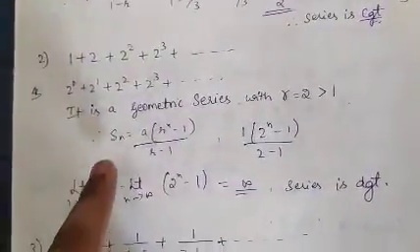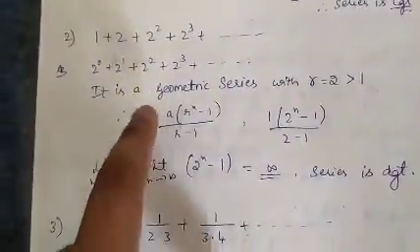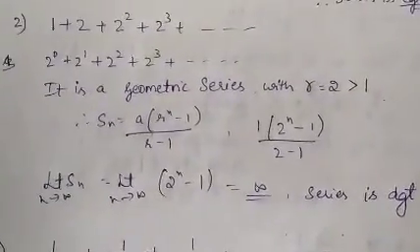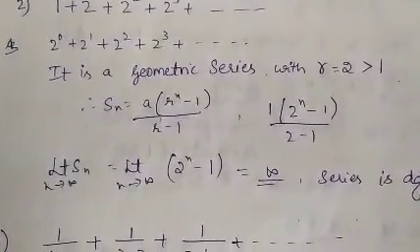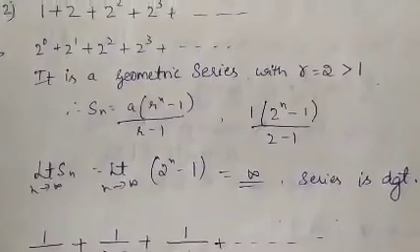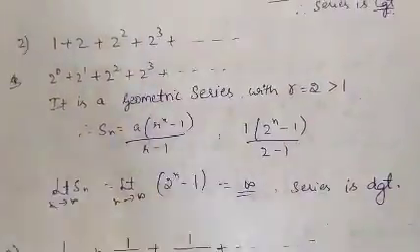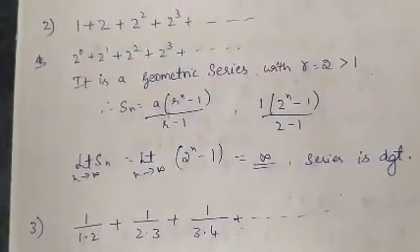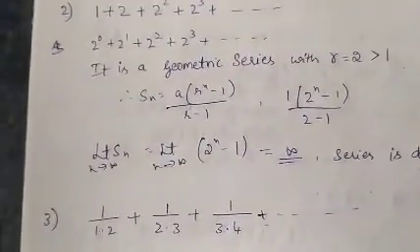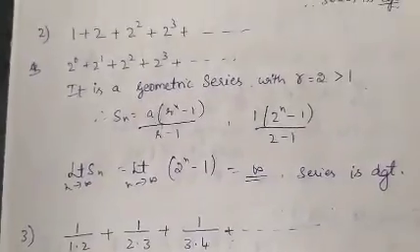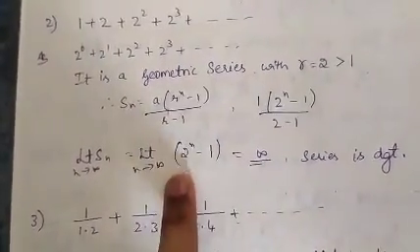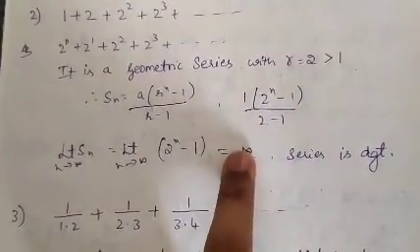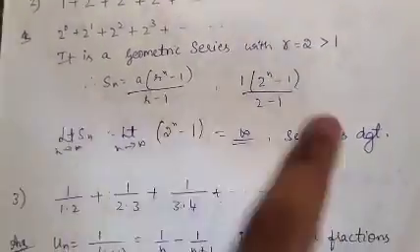Again, what is the formula for Sn? The sum of first n terms in a geometric series when r is greater than 1 is a into r power n minus 1 divided by r minus 1. What is r power n? It is 2 power n. What is the first term? The first term is 1. So 1 into 2 power n minus 1 divided by 2 minus 1. As you already studied, 2 power n tends to infinity as n tends to infinity. So therefore we are getting infinity. So the given series is divergent.